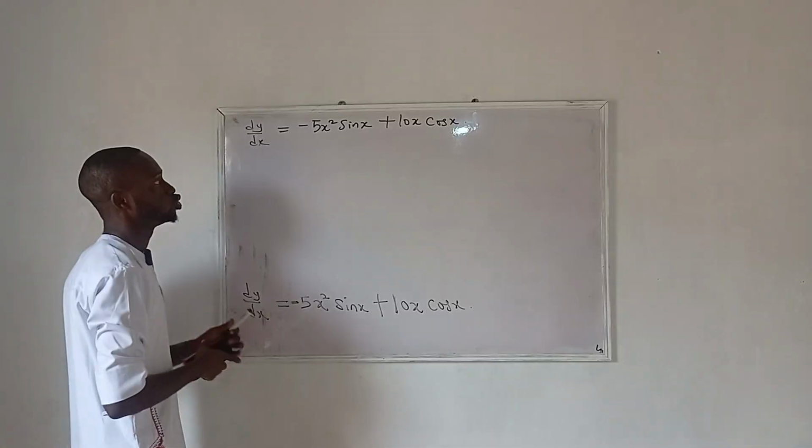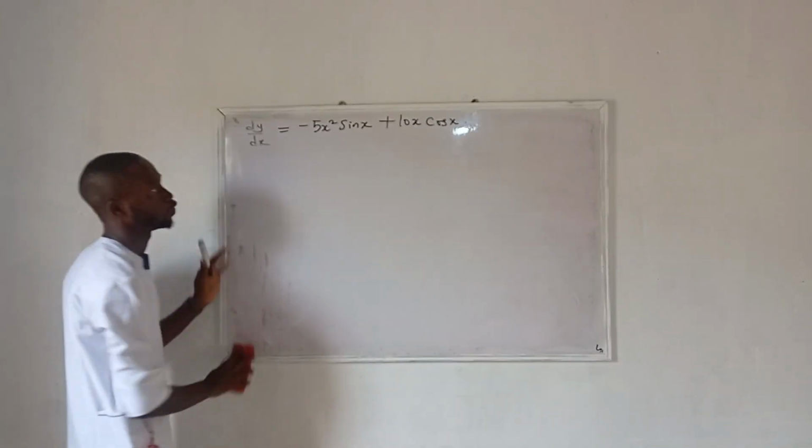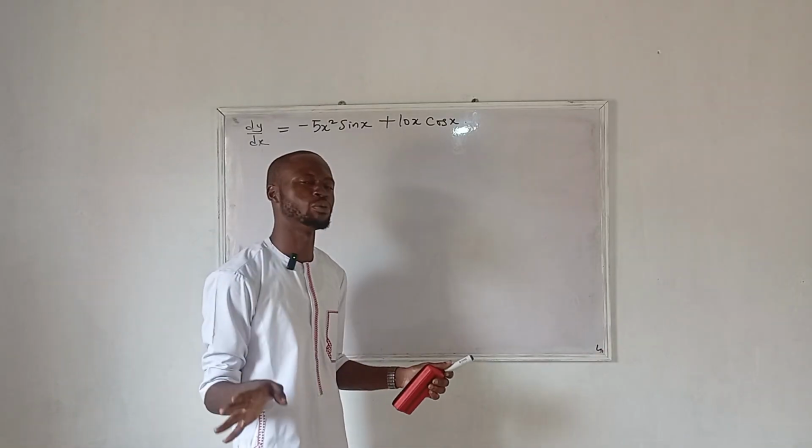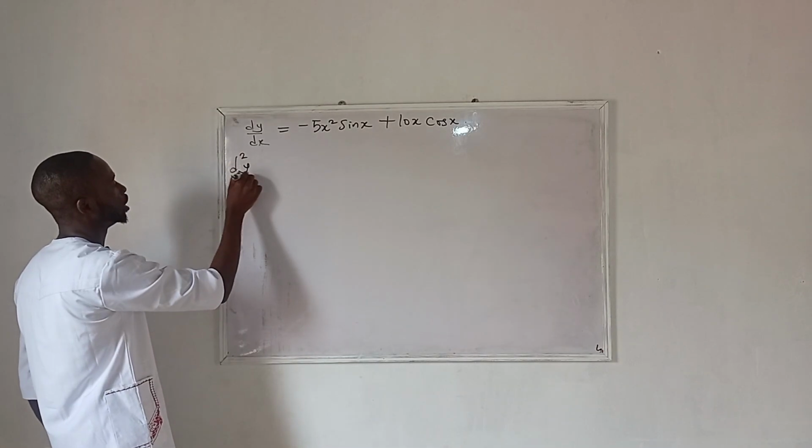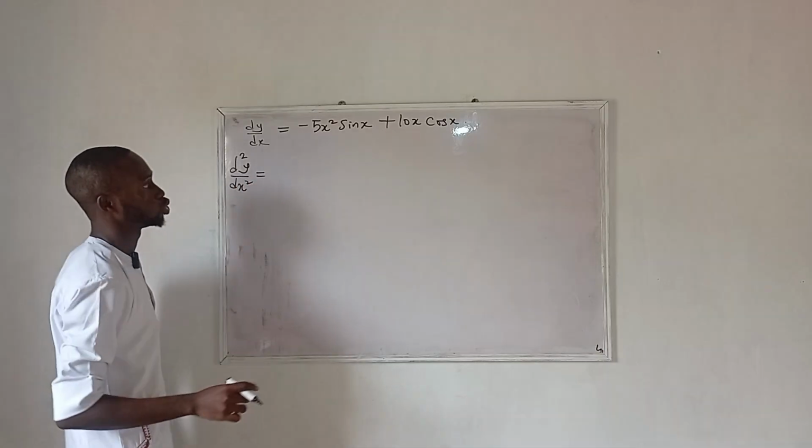All right, so we need to do it one more time. The same process that we followed, but this time around we need not write the formula, because that will take our time. So we can actually do it one more time. So d²y/dx², that's what we want to do now.